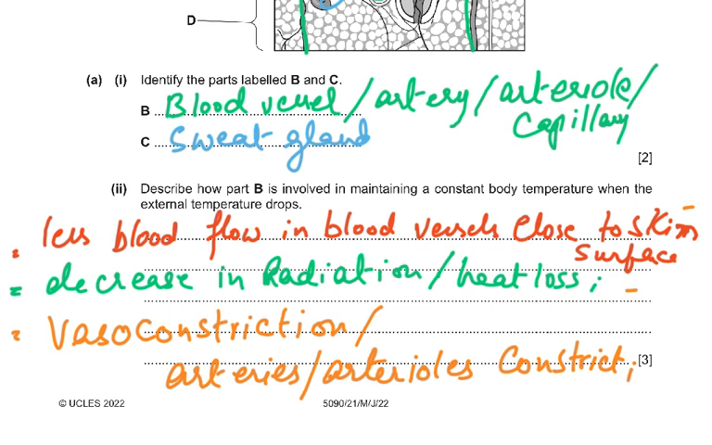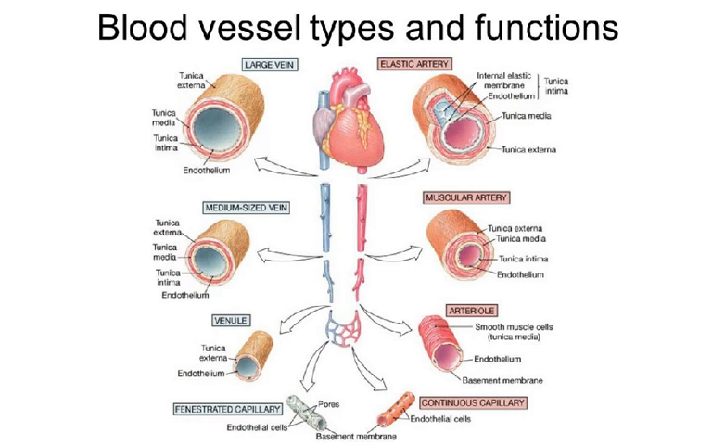And you said vasoconstriction. Please remember only arteries and arterioles can constrict. It's not the veins or the capillaries which can vasoconstrict. The reason being is that there's no muscle layer in the capillaries and there's no muscle layer in the veins either. So muscles are only present in the arteries and the arterioles, and those muscles when they contract, that is called vasoconstriction. Here's a diagram for you all to see the structure of the arteries and the veins.